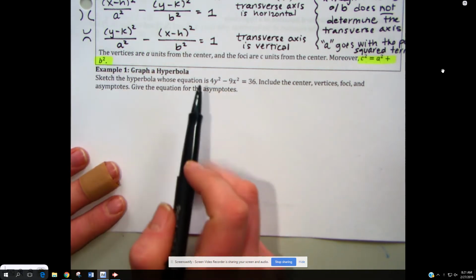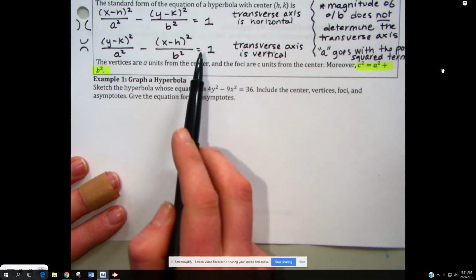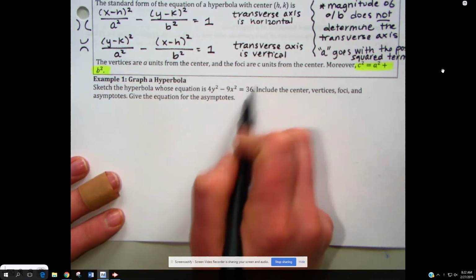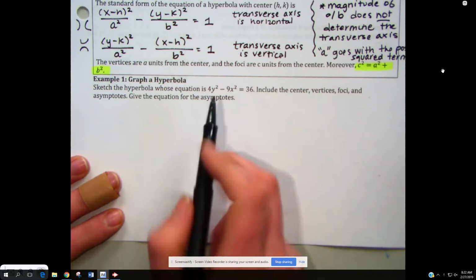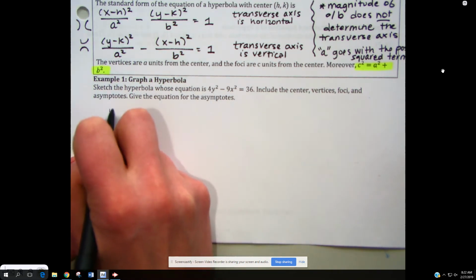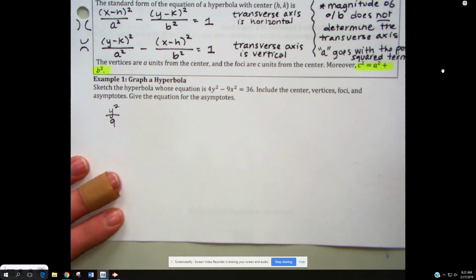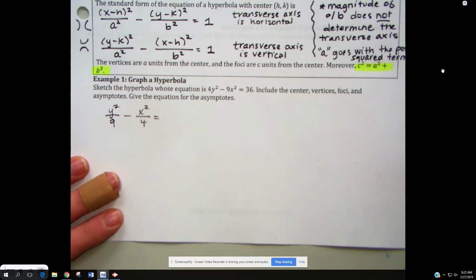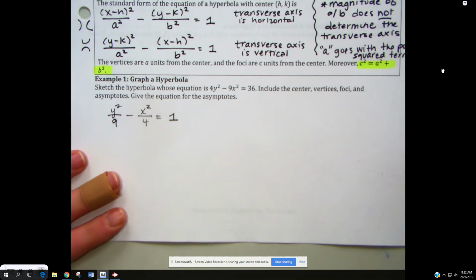The first thing we want to do is get it to look like our values up here. We need there to be an equal to 1 on the right-hand side. So I'm going to take and divide my whole equation by 36. 4 over 36 would reduce down to 1 over 9, and 9 over 36 would reduce down to 1 over 4. And 36 over 36, very purposefully, is equal to 1.